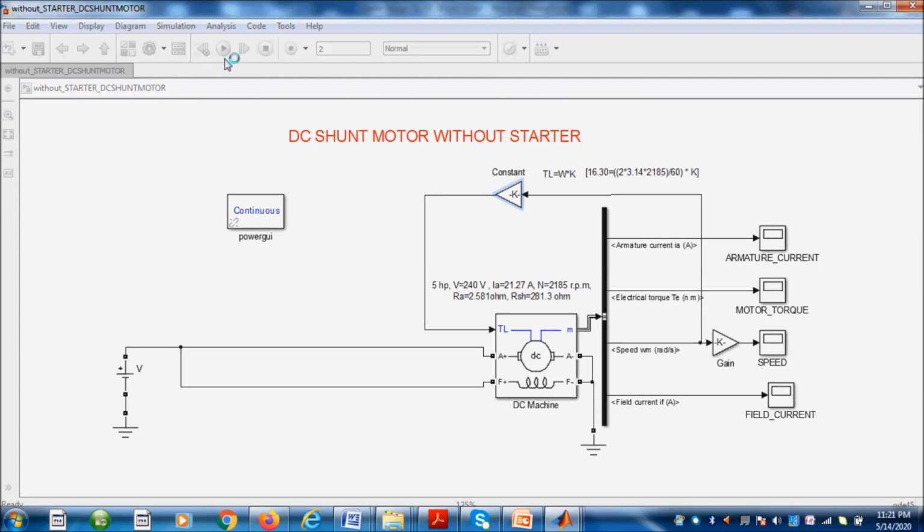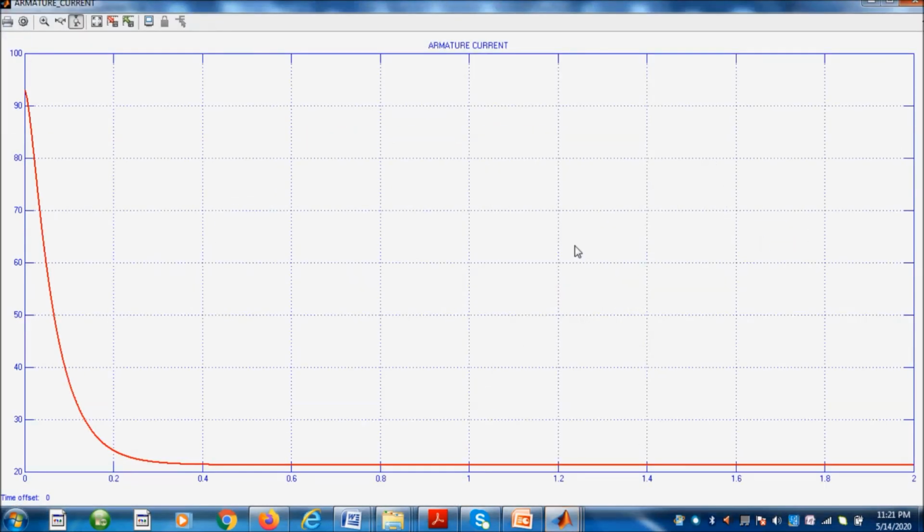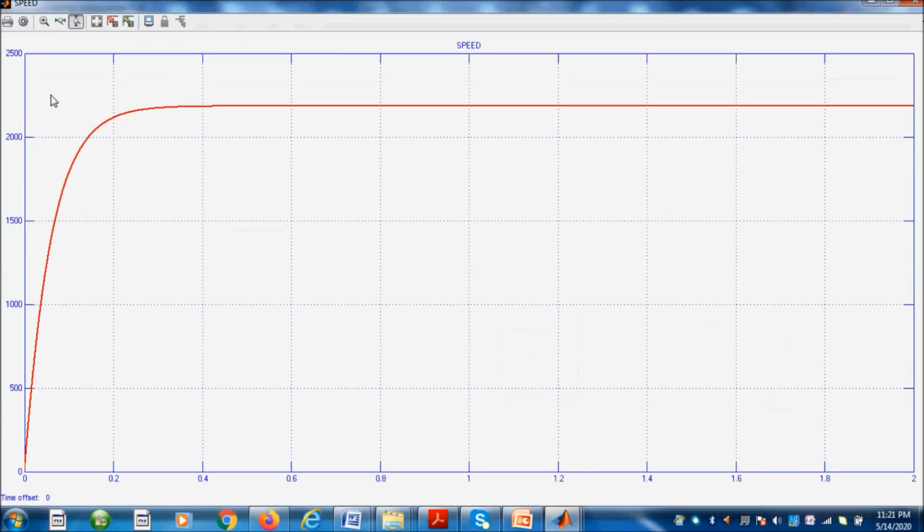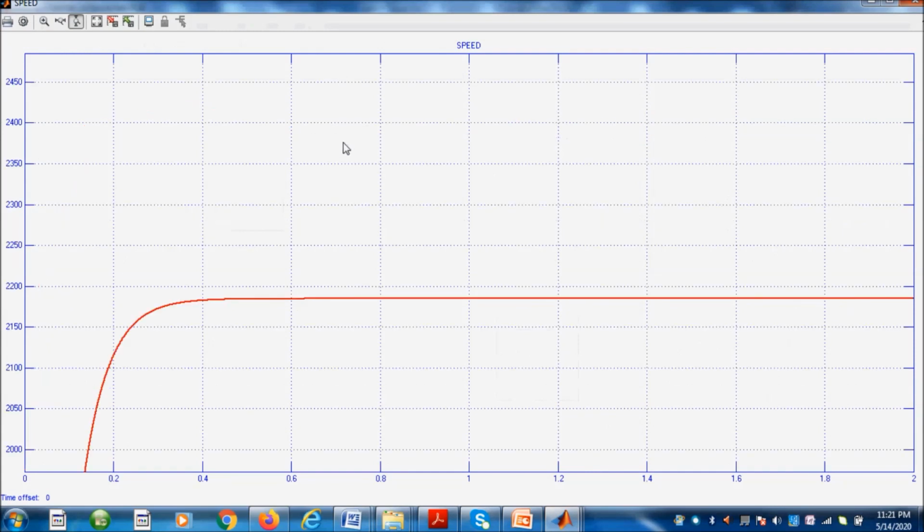Now simulate it. This is the high initial armature current. It is nearly 4 to 5 times the rated armature current. This high initial armature current damages the winding of the motor. So we need to limit this high initial current to protect the winding of the motor. This is the speed of the DC shunt motor. See, 2185 RPM.